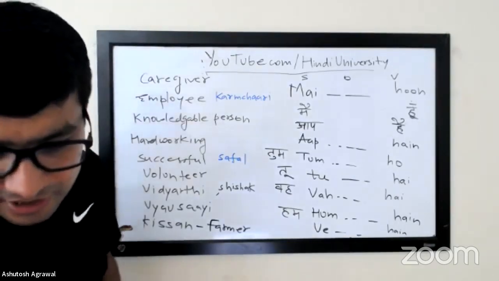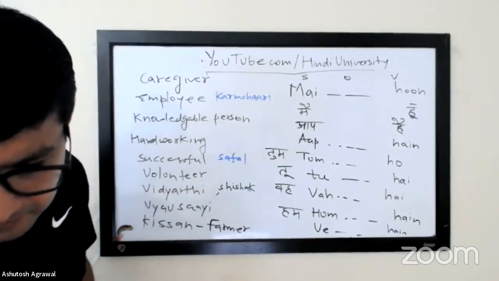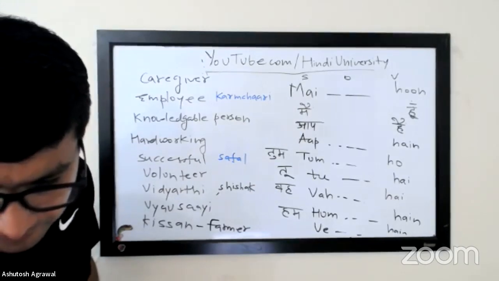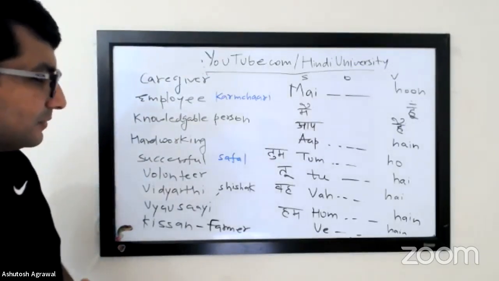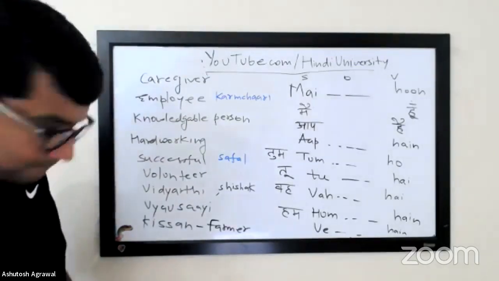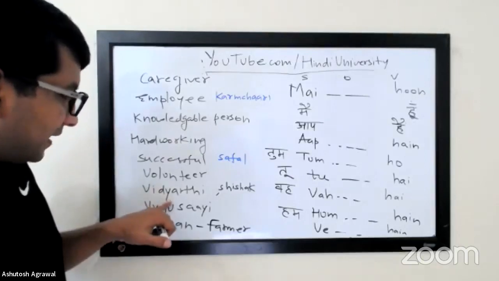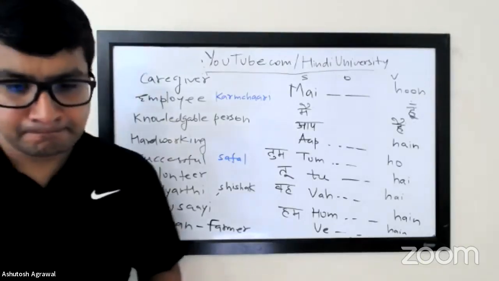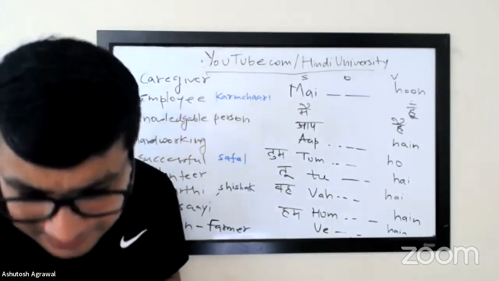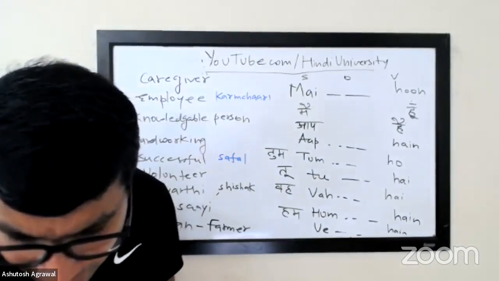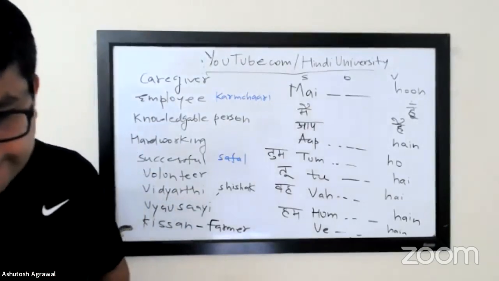Great, awesome. Sharon ji, you want to try some? मैं किसान हूँ. आप विद्यार्थी हैं. Great. Is that good? Okay, great, awesome. Anyone else? Feel free to raise your hand. Vishnu ji, you want to go for it?